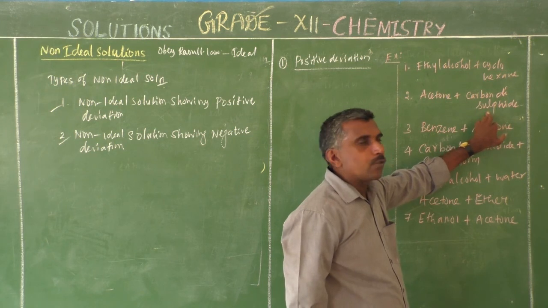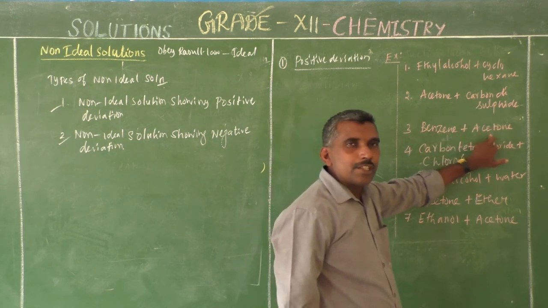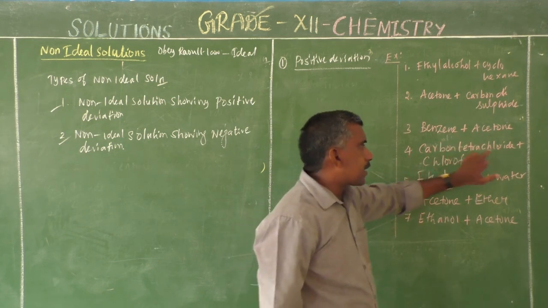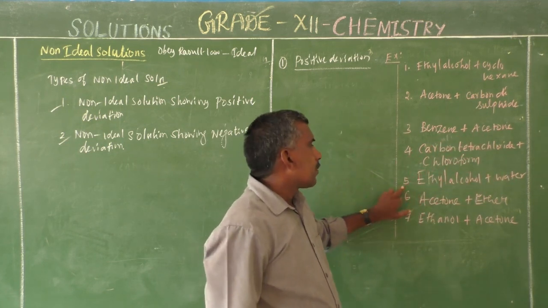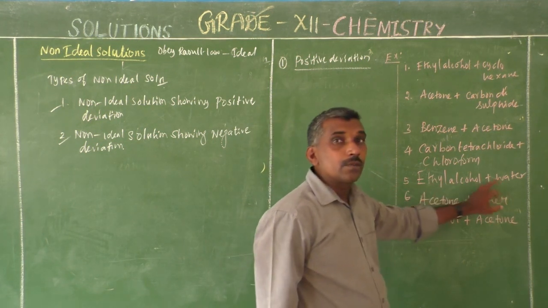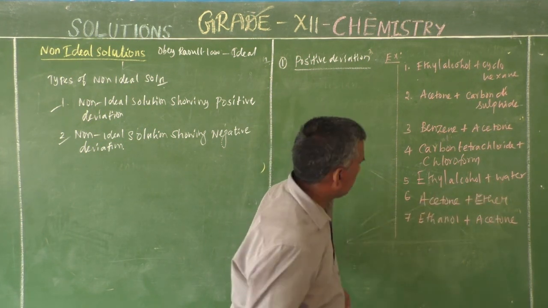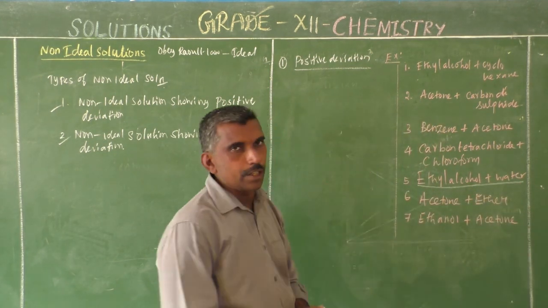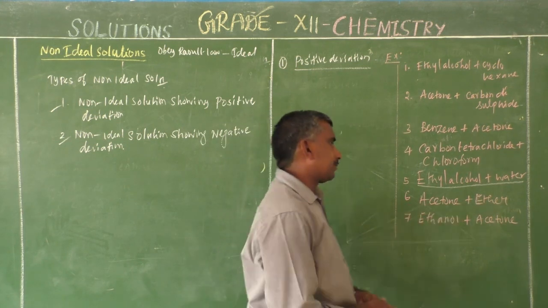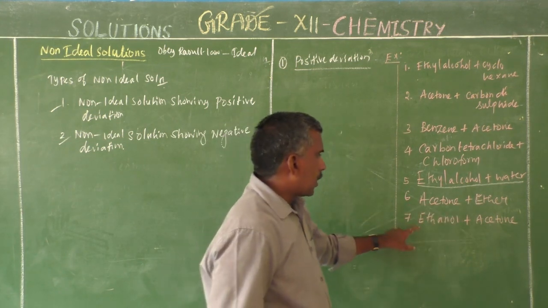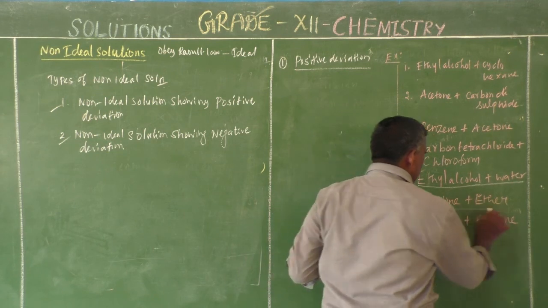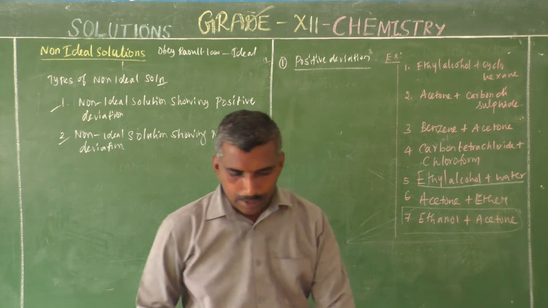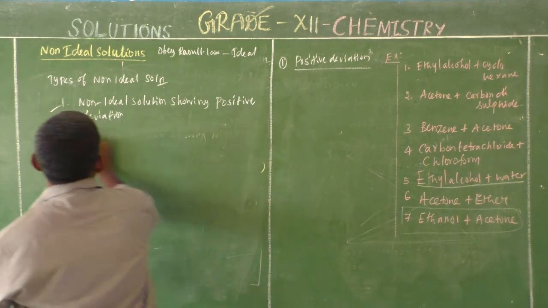Acetone and carbon disulfide, benzene plus acetone: these two liquids are mixed. Carbon tetrachloride and chloroform. Fifth, ethyl alcohol and water, which is a very important example and shows positive deviation. Acetone and ether. Now the seventh example we will consider for positive deviation: ethanol plus acetone.